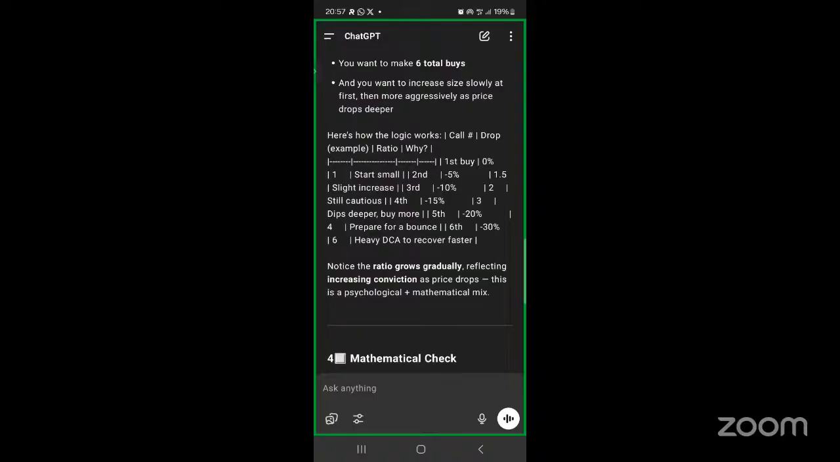Column number 1, the drop percentage ratio. Why? First buying ratio, first buy, we start small, then the second is -5, that is 1.5, slightly increases, then the third margin call. Okay, wait a bit. The first margin call, it is 1%.